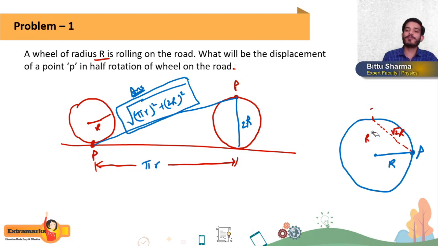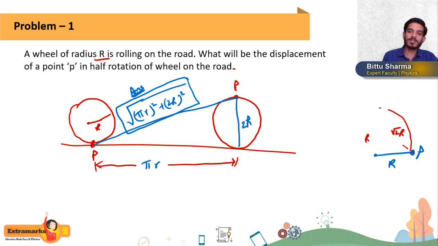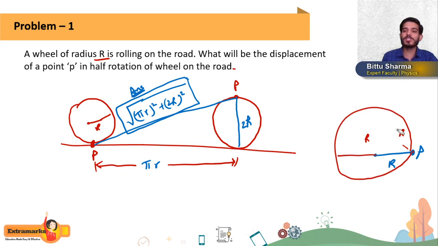After completing half of the circle, I will draw the circle, after completing half of the circle, students, how much will it be? It will be 2r. Getting or not? After half of the circle, it will be 2r.